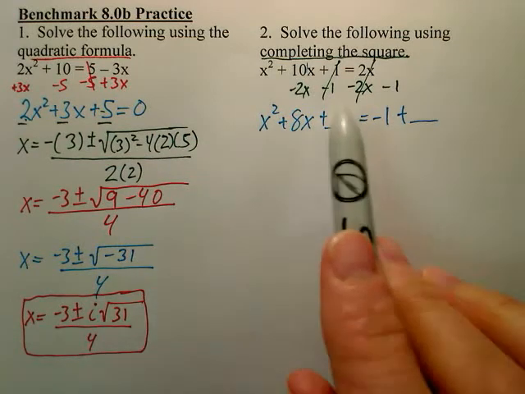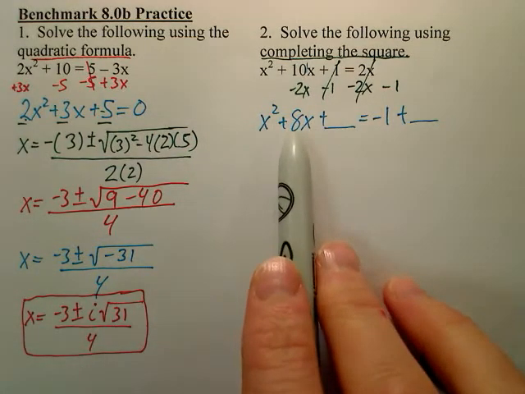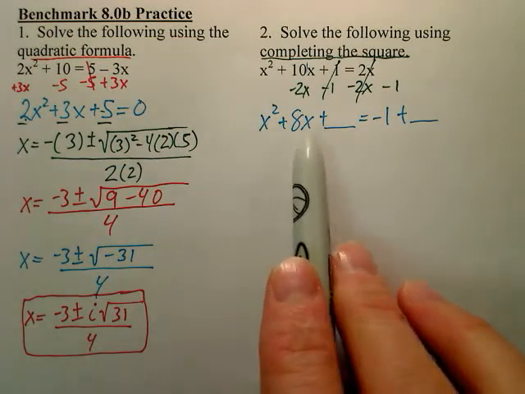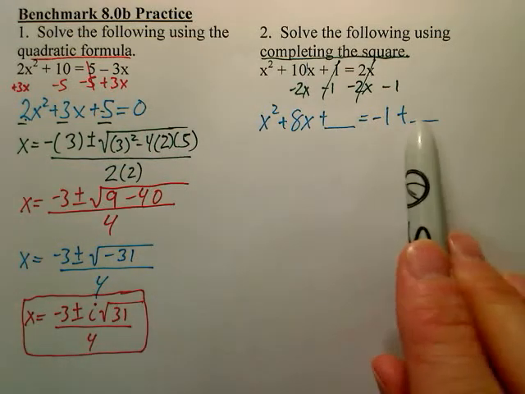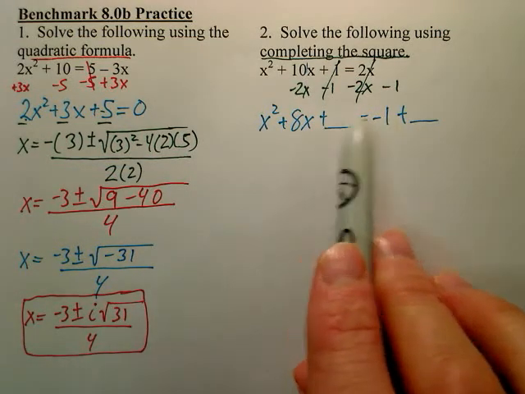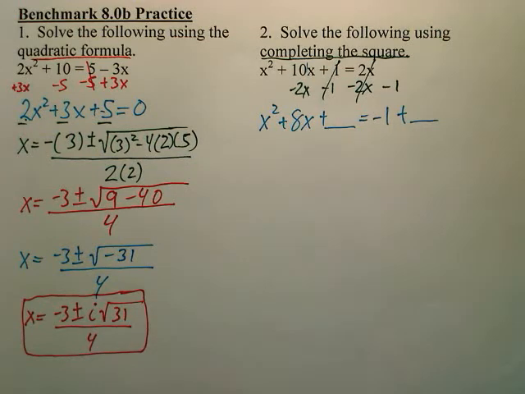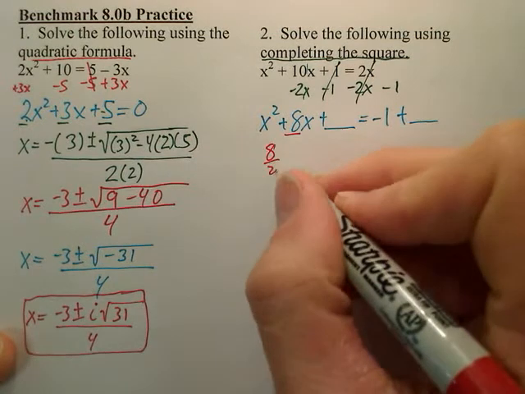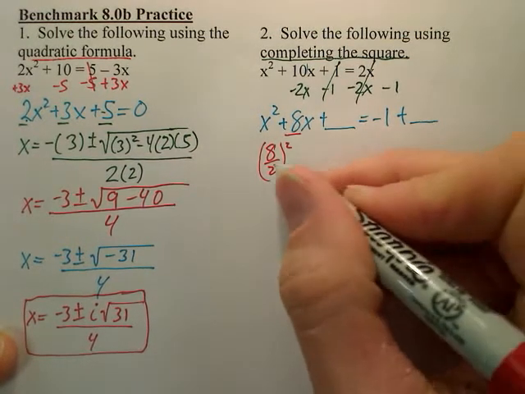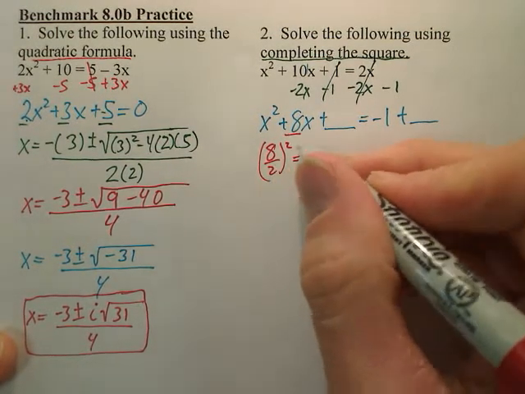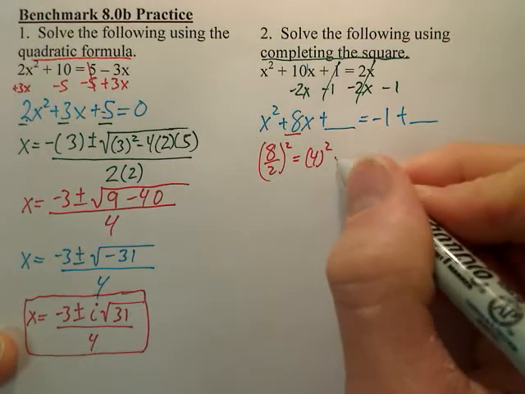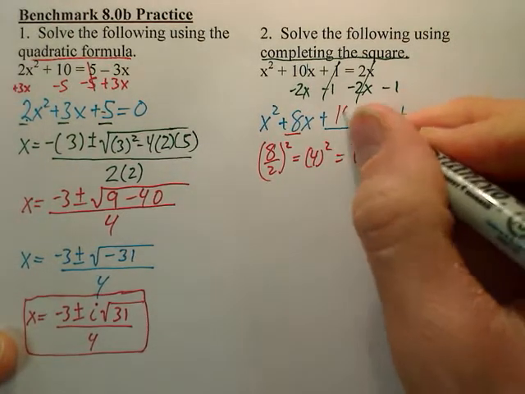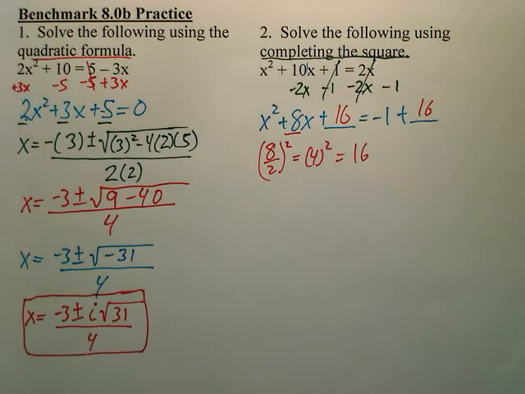So again, instead of setting it equal to 0, you set it up so you have your x squared and your x with a blank and your number over here. And then you're going to add something for both those blanks. The way you find that is you half the b and square it. So when you half b, which is 4, and you square that, you get 16. So I'm going to add 16 to both sides.